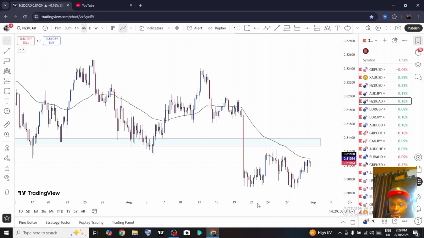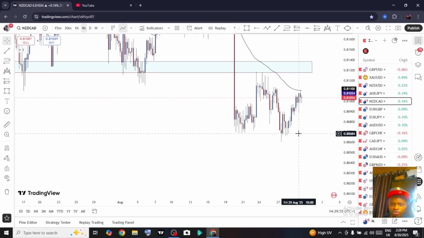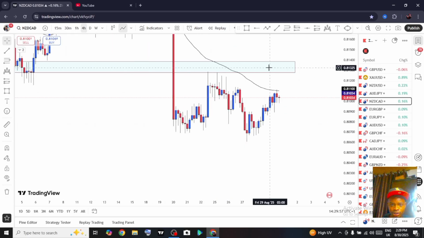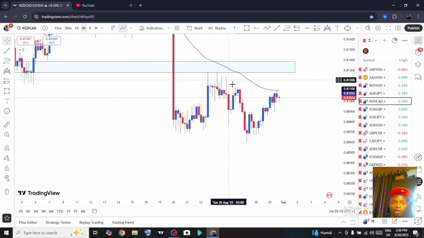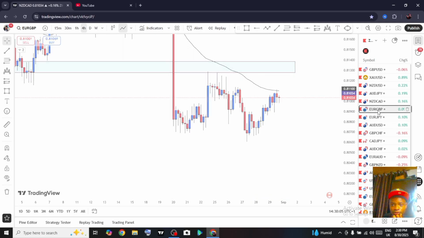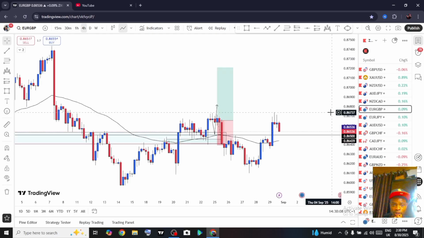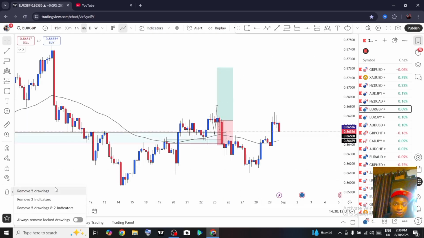This area of interest is more like a 4-hour area of interest, and if price gets back to area of interest, this will make 4-hour time frame bullish, which means it will be invalid, right? So let's just go to another pair. I'm not liking this market. We delete everything.